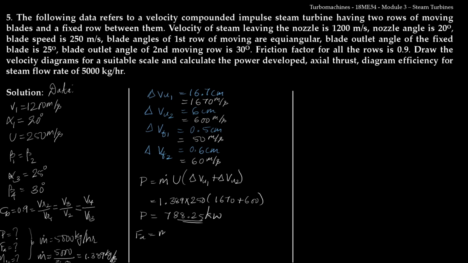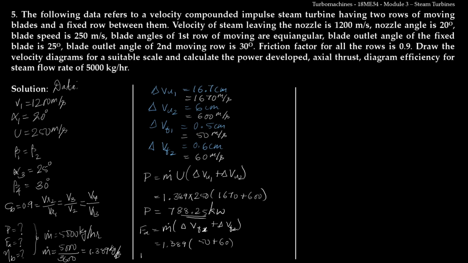Again, axial thrust is the mass flow rate multiplied by the change in the velocity in the axial direction, and we have two stages. So I need to add those two together. So delta VF1 plus delta VF2. So the mass flow rate is 1.389 multiplied by delta VF1 is 50 plus delta VF2 is 60. So FA will be equal to 152.79 newtons. So this is the axial thrust.